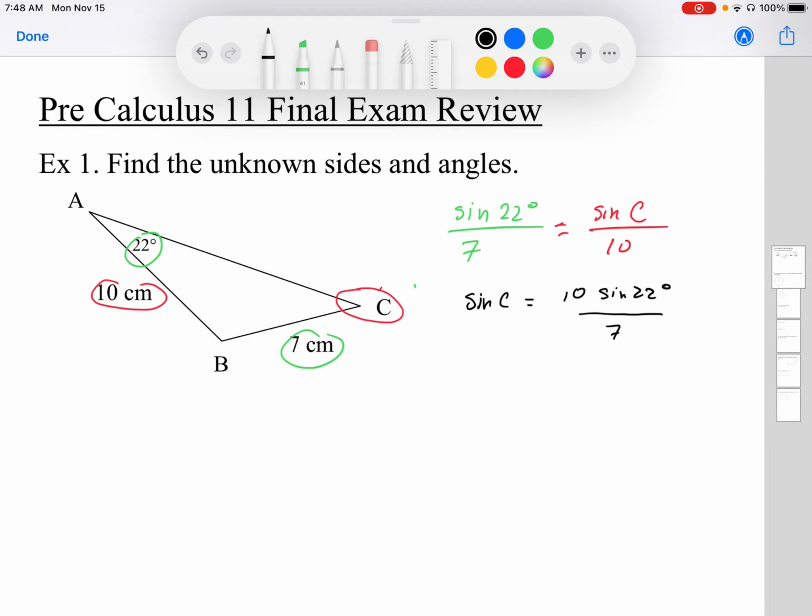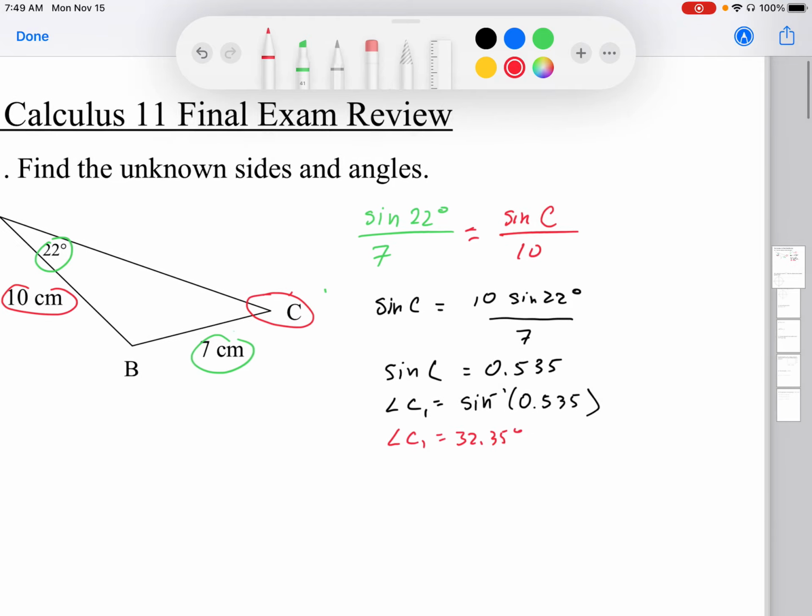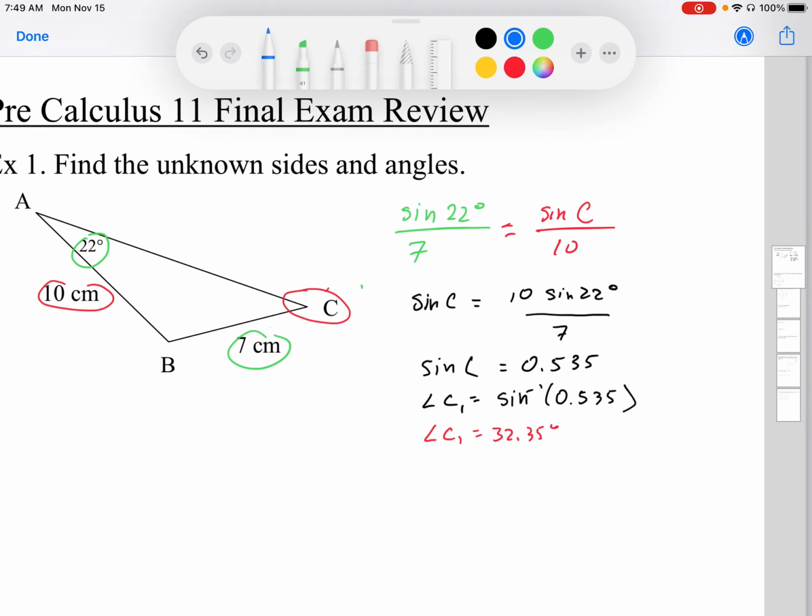We can type that into our calculator. So we end up with 10 times sine 22 degrees divided by 7. That gives us a sine ratio of 0.535. So we have sine C equals 0.535. Okay, and then we're going to arc sine this. So angle C is equal to the inverse sine of 0.535. We're going to call that C1. When we arc sine this, we end up with 32.35 degrees. So angle C1 is equal to 32.35 degrees.